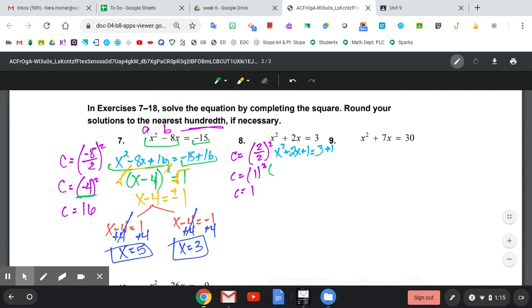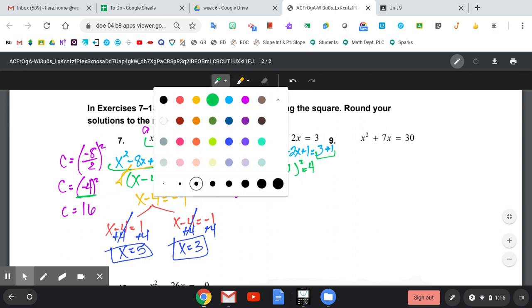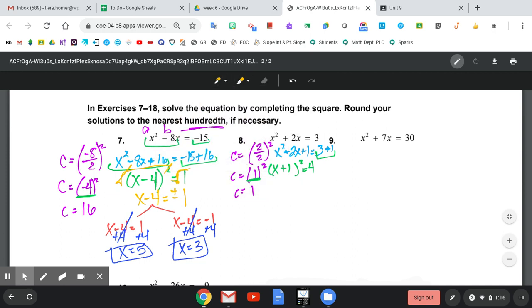Next, I'm going to factor. So our variable is an x, so I'm going to put that there. And then I go and see what number did I square to get the c. I squared a positive 1, so plus 1. On the right side, I can simply add the 3 plus the 1, which gives me a 4. So now that I have factored, my next step is to start solving. To solve, it's the same next step. We're going to take the square root of both sides, because taking the square root and squaring will cancel each other out, and we'll just have our x plus 1 on the left.